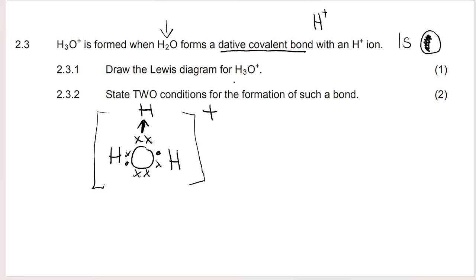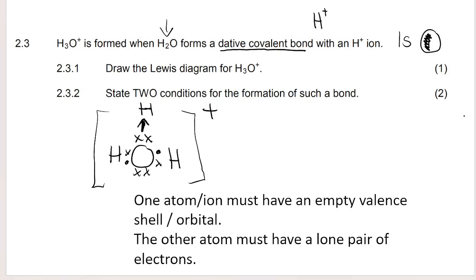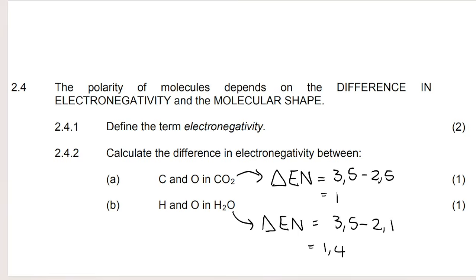State 2 conditions for the formation of such a bond. Well, I've mentioned both of them already. One atom or ion must have an empty valence shell or orbital, and as we mentioned in this case, that's the H+ ion, and the other atom must have a lone pair of electrons, and in this case, that was our H2O. Our next question wants us to define electronegativity, which we've done already, so I'm going to skip that.